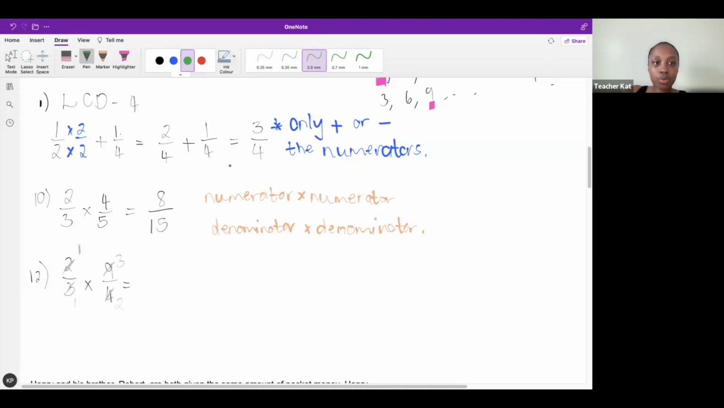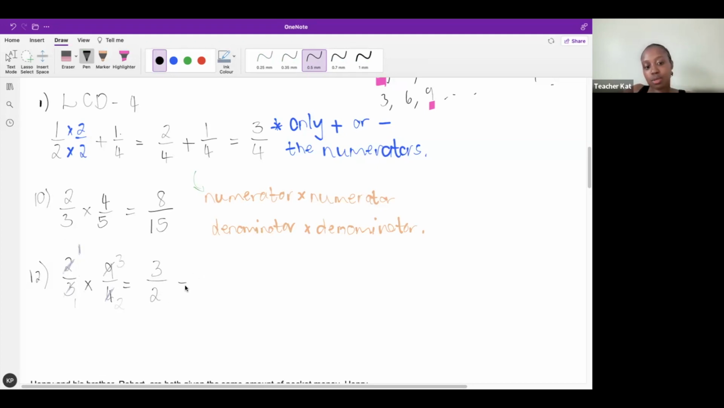So we go back to our rule of times denominator, denominator, and numerator by numerator. So now our new numerators are 1 times 3. What's 1 times 3, guys? 3 over what?